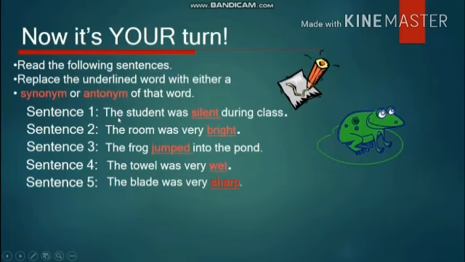If you are having any problem, go back to the first page, try to understand what a synonym and antonym is, and then try to find synonyms and antonyms for the given words which I assigned you. And then lastly, try to complete this exercise by yourselves and write down these sentences in your notebooks and change the underlined words with either a synonym or antonym.